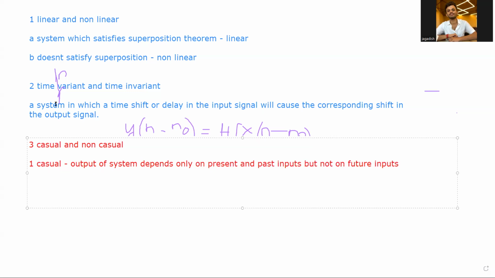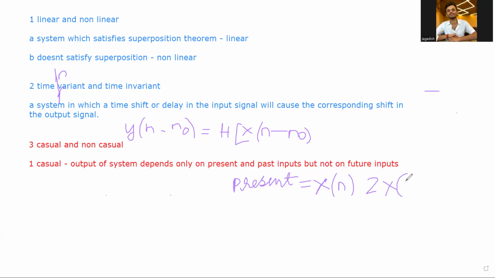Present signal, I will be taking x of n, that will be my present. That is going on now. That is x of n. I will not be having any delay or anything. So x of n will be your present input. 2x of n will also be your present input. I should not have any operations involved like plus and minus. Then that is called the present input.